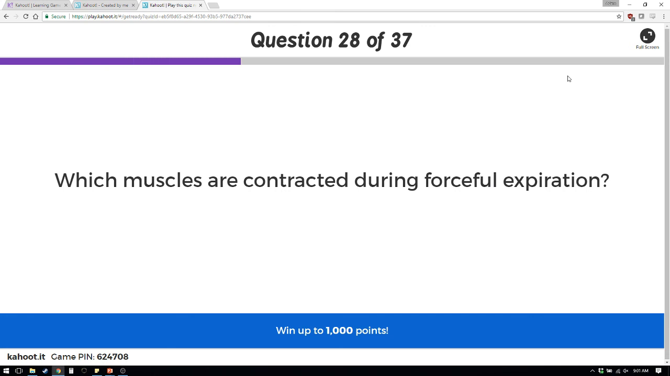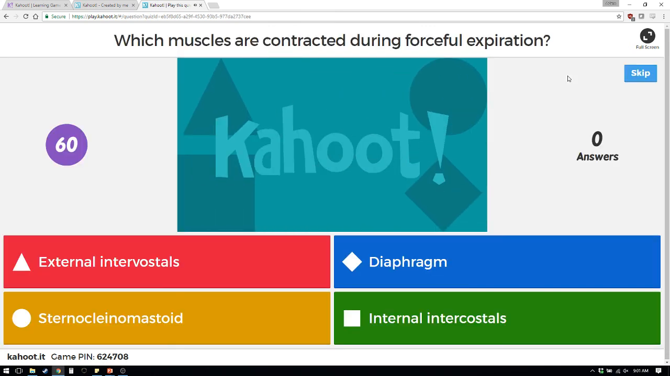Which muscles are contracted during forceful expiration? I misspelled that. I don't know what an intervostal is, but just assume I meant intercostal. Spell check on Chrome is not super good for medical stuff.